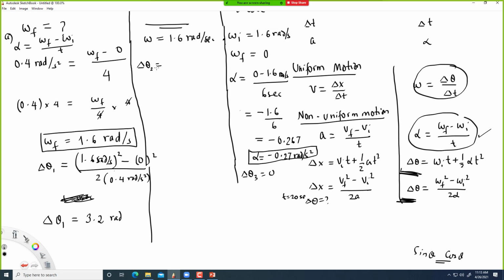Now let's find for this one. This is uniform motion. For uniform motion, we only have this equation. We cannot use the 3. The 3 is for one with the acceleration. But here we want to use omega times time. So I'm just writing this equation in terms of theta. So delta theta is omega times time. Omega is 1.6 radian per second, and then time is, how long is that time? 10 seconds. So that's 16 radian.